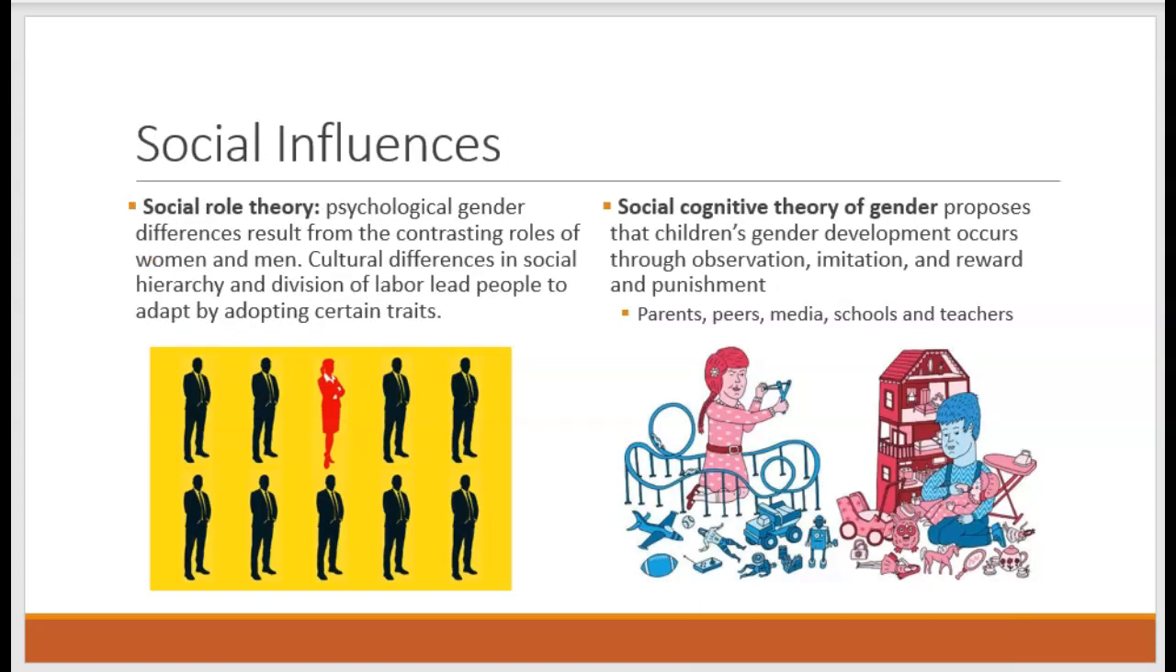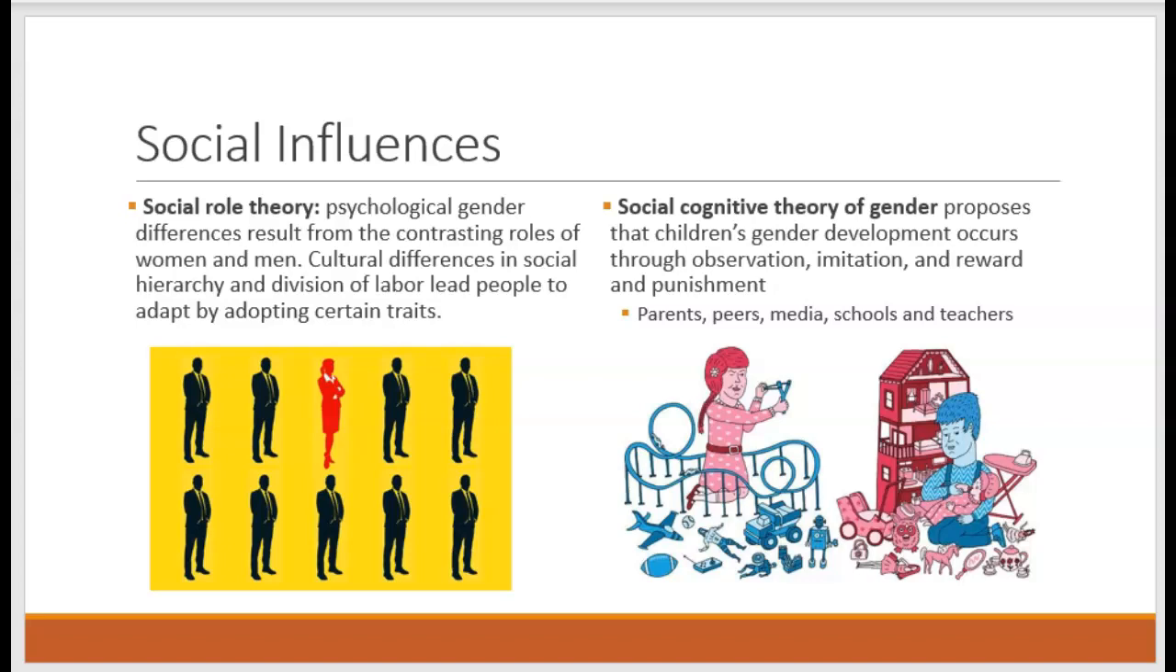There's also social influences on gender. Remember, the term gender is about your identity and your roles and how you feel. So, one influence on gender is explained by social role theory. Social role theory says that psychological gender differences result from the contrasting roles of men and women. Cultural differences in social hierarchy and division of labor lead people to adapt by adopting certain traits. So, historical power imbalances between men and women over the course of human existence have led to these changes in a way that people adopt roles and expectations among themselves.